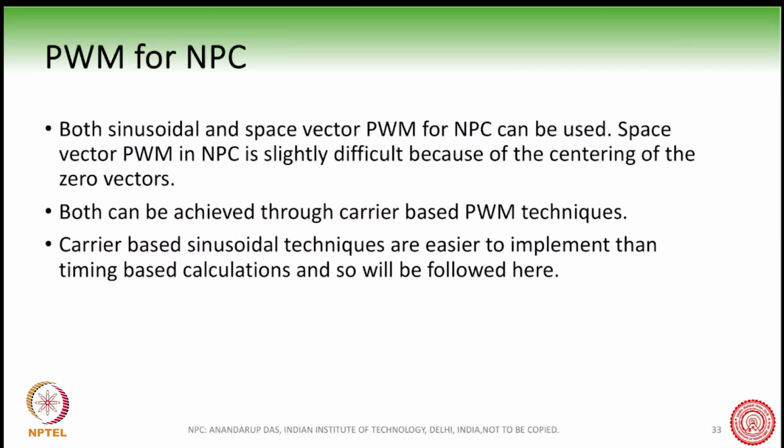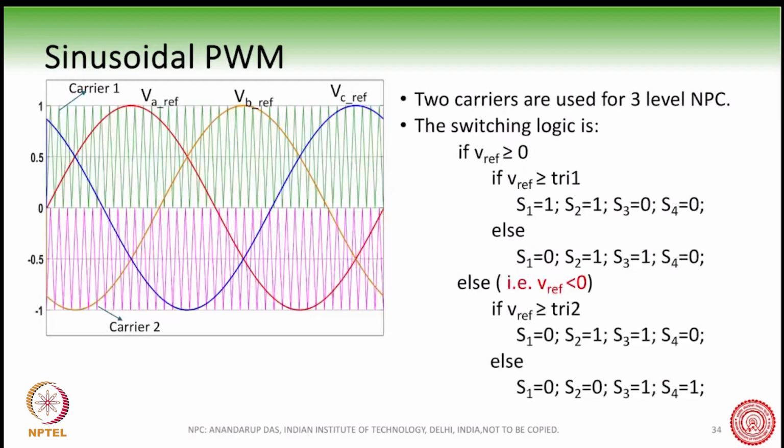Okay, now one of the things is we have understood the space vectors and the diagram. When we go for the PWM for this neutral point converter, we can use a carrier based PWM. So we can use a sinusoidal PWM. We can also use space vector PWM. I will not talk about space vector PWM in this lecture. But let us understand how sinusoidal PWM can be implemented, for example, for grid-connected applications.